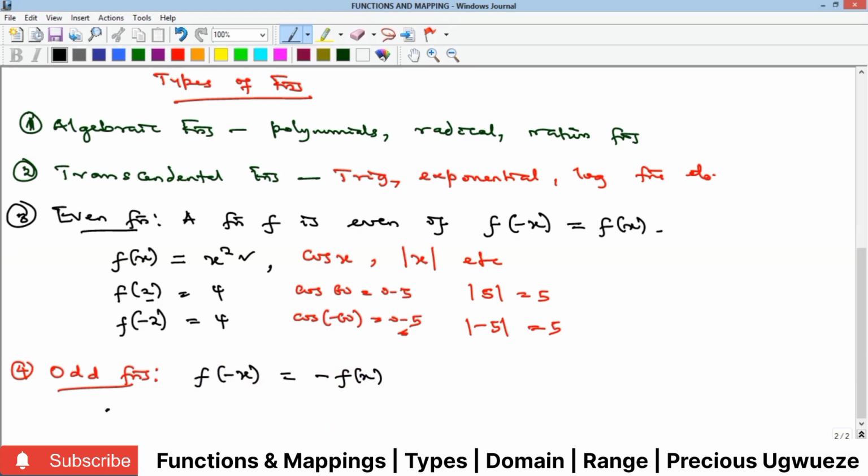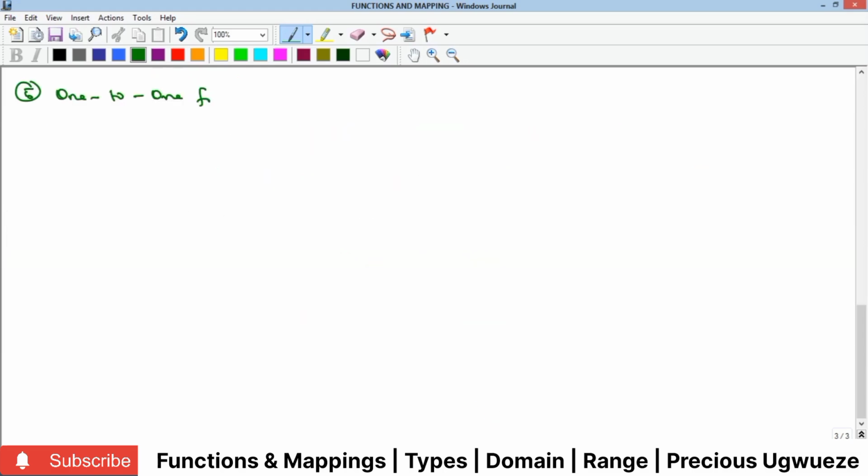So examples here, the sine x is an example of an odd function. If you have sine 30, you will get 0.5. Sine of minus 30, if you check it, you get minus 0.5. So it doesn't change negative and all of that. Okay, so other examples here, even tan x is also an odd function. X raised to power 3 and etc.